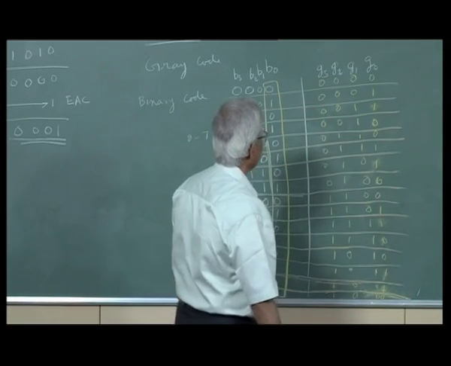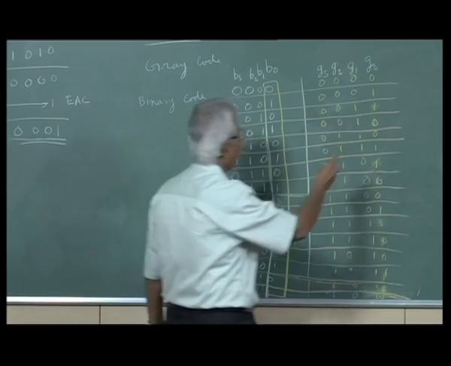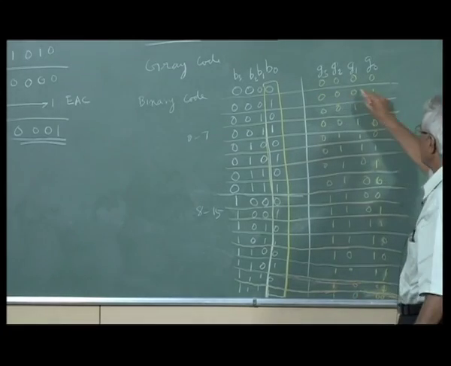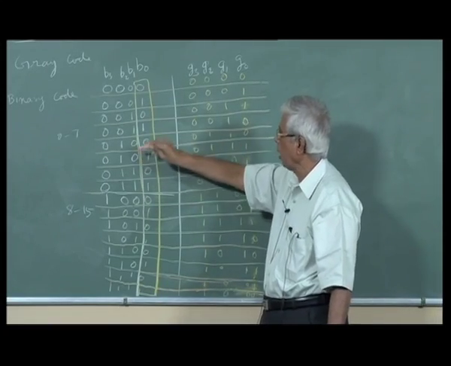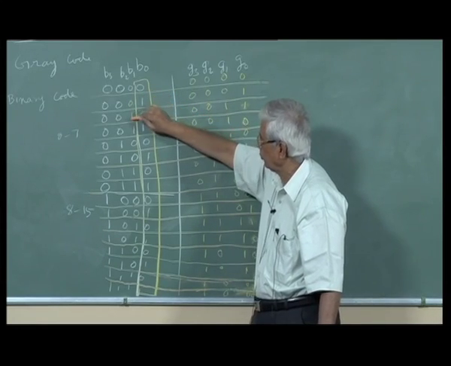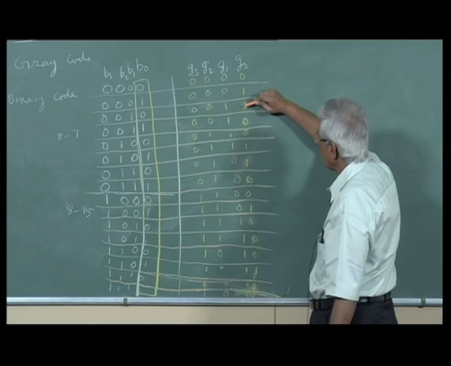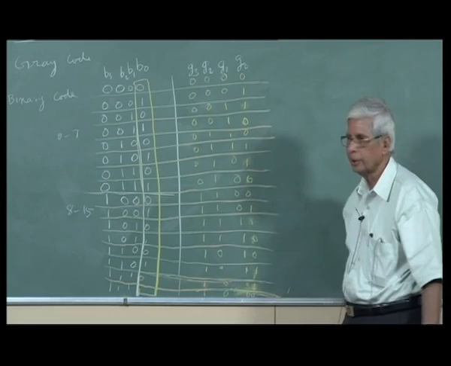Now look at this. This 0 becomes 1 when no other bit changes. Here also no problem. Here this 1 becomes 0, this 0 becomes 1, there are 2 changes. Whereas here this 1 remains and this 0 changes to 1. There is 1 bit change.